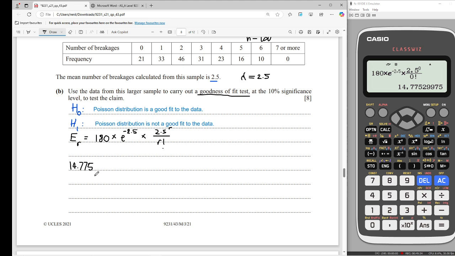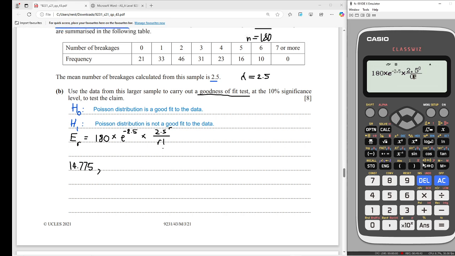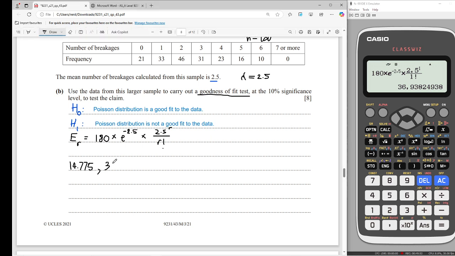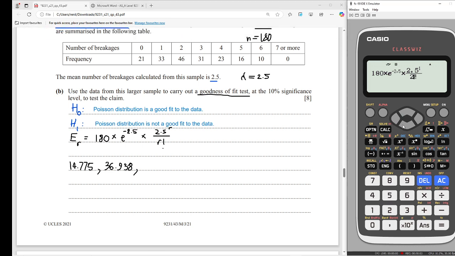We need to find the next one, which is going to be here. When r equals 1, when the number of breakages is 1, we have 36.938. Okay, moving on. Third one. When number of breakages equals 2, we just finish off the r values and just increment r, because we don't need to change anything else. We have 46.173.